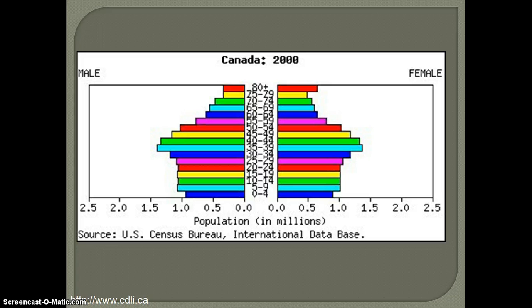Here we have an example. This is from the U.S. Census Bureau. In fact, you can go to the U.S. Census Bureau website and look at population pyramids from just about any country in the world. This is from the country of Canada in the year 2000, so a little bit dated.